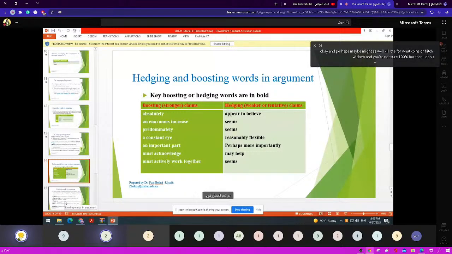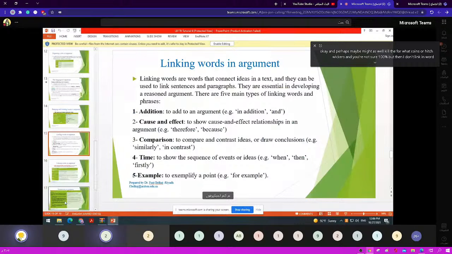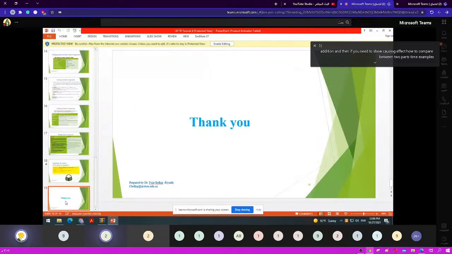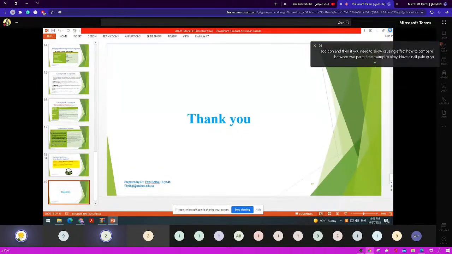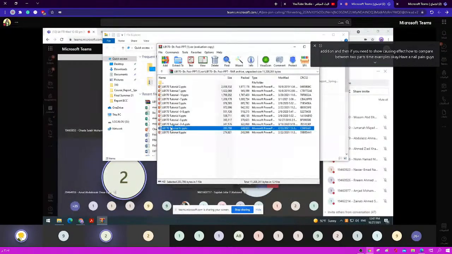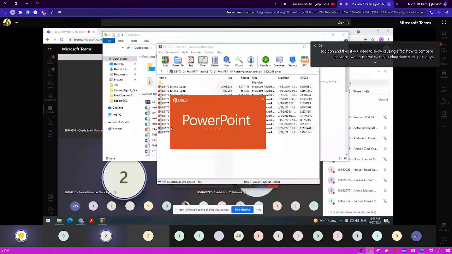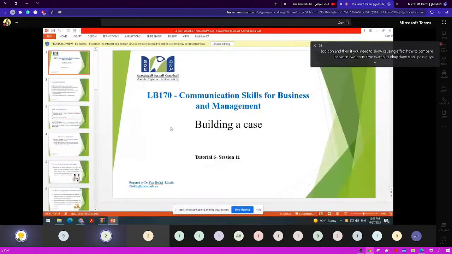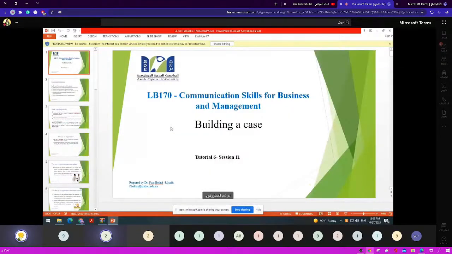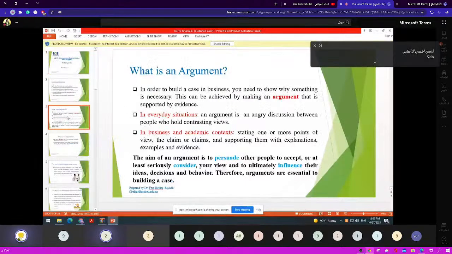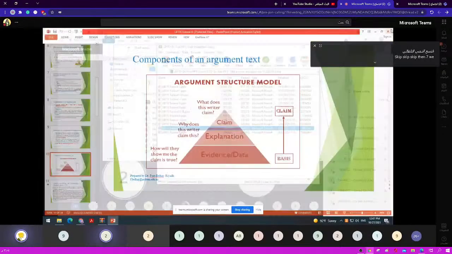بعدين عرفنا linking word أهم حاجة في linking word. In addition. بعدين you need to show cause and effect, how to compare between two parts, time, examples. اوكي هذا 6. بعدين رحنا فين guys؟ Then 7, we cover 7.